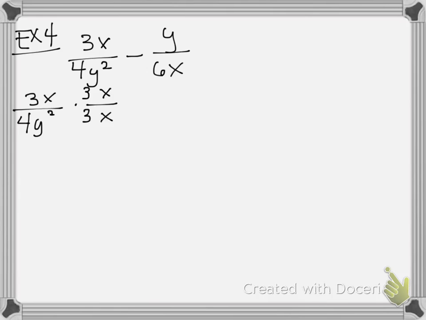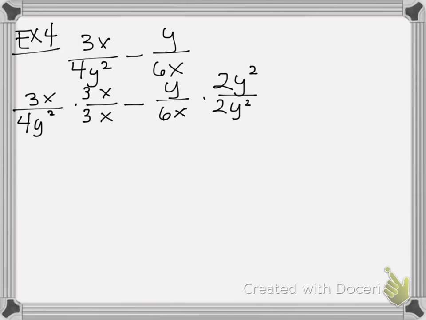Okay, hang on. Now, is this still 1? Yes. So it's still not going to change my value. Okay? So then I have minus y over 6x. What do I have to do to the 6x? Or y over 6x? Times it by 2y. Not 2y. y squared at least. 2y squared. Oh, I see what you're saying. 2y squared. There you go.